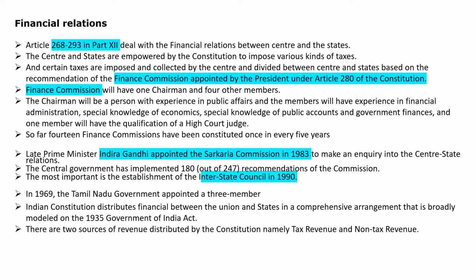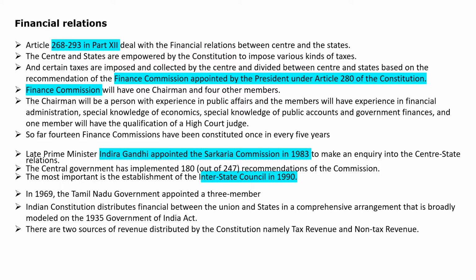Financial relations. Articles 268 to 293 in Part 12 deal with the financial relations between the centre and the states. The centre and the states are empowered by the Constitution to impose various kinds of taxes, and certain taxes are imposed and collected by the centre and divided between centre and states based on the recommendation of the Finance Commission appointed by the President under Article 280 of the Constitution.